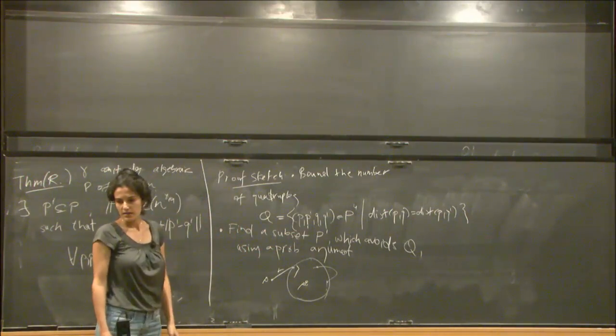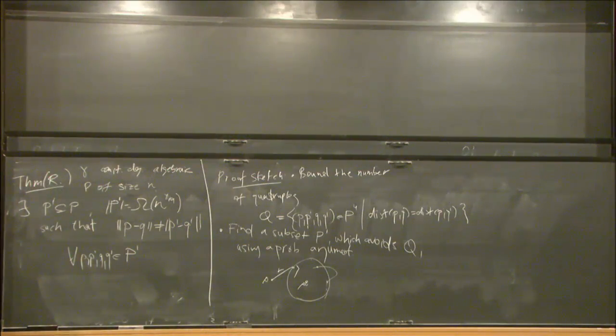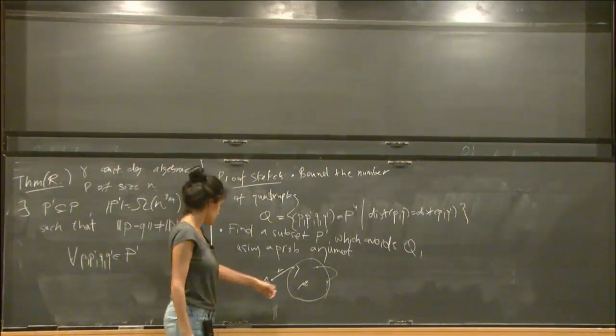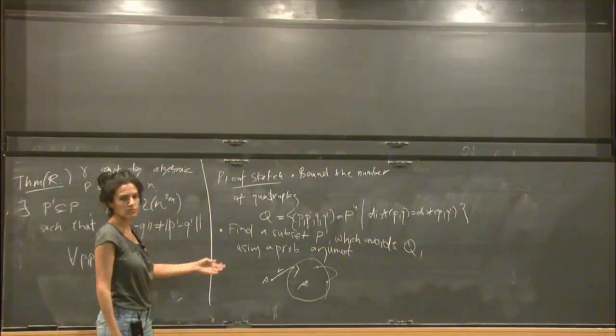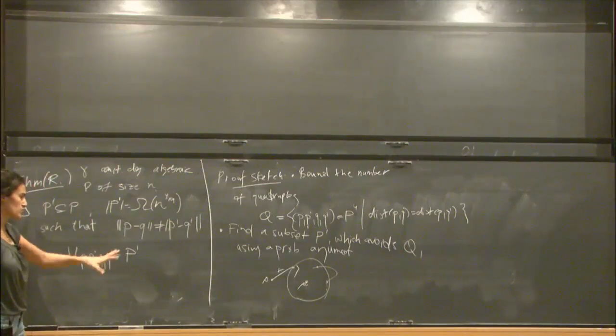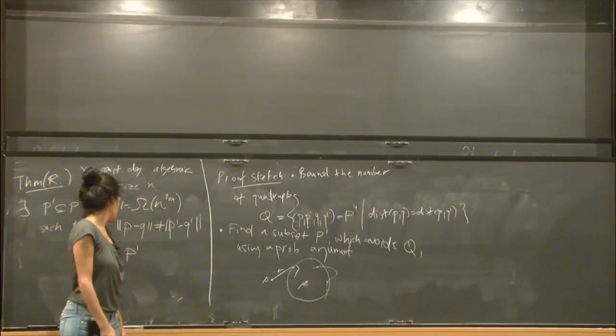So gamma is an algebraic curve? Yes, an algebraic curve, and we think of its degree as constant. This is a trivial upper bound, and we can still apply this method, but then we'll get something weaker. We want something better than the trivial n cubed.